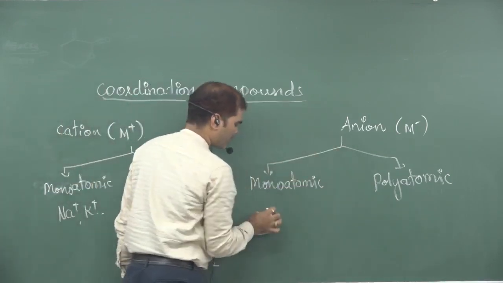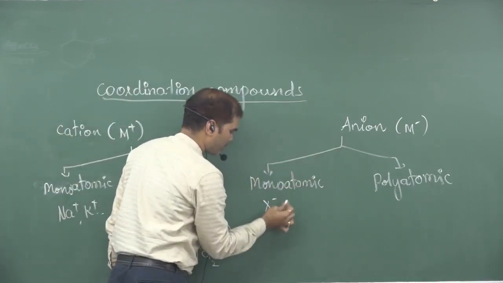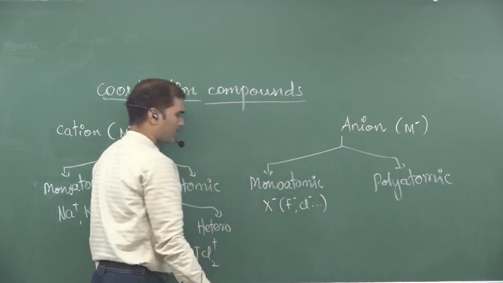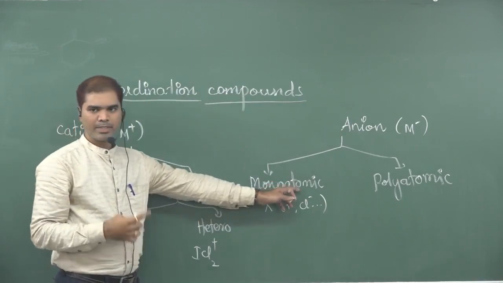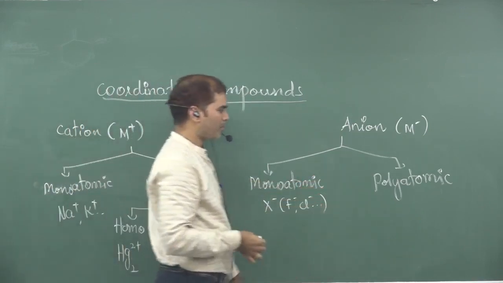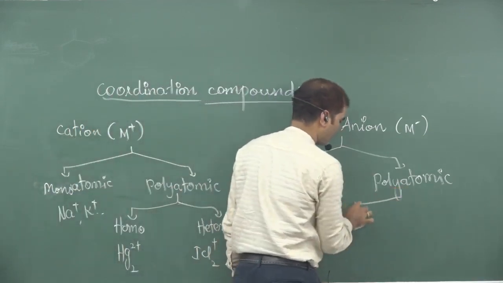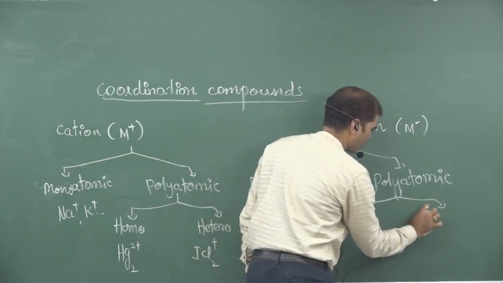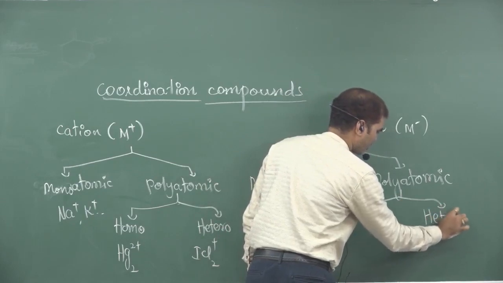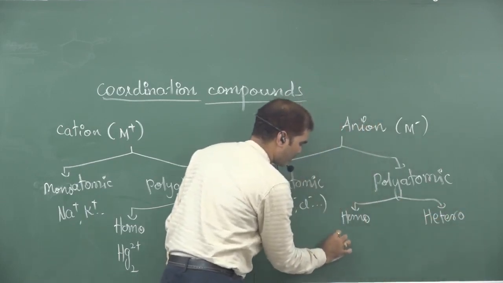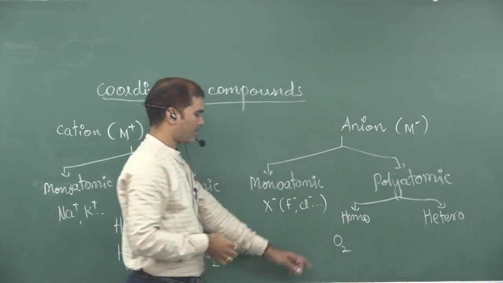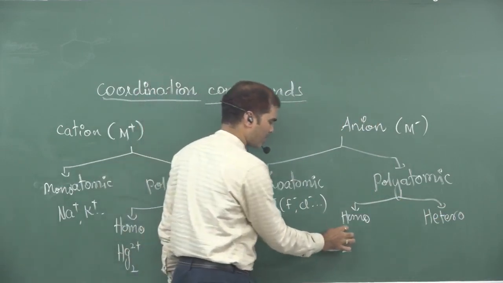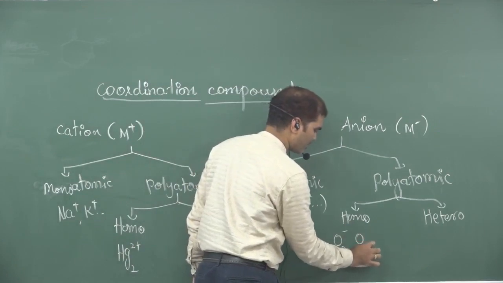Likewise, for anion also, I may choose a halide. I can choose a halide which is a monoatomic. If it is polyatomic, again we can classify into homopolyatomic and heteropolyatomic. Homopolyatomic, two atoms must be the same. I can take O2 minus, I can take O2 2 minus and so on.